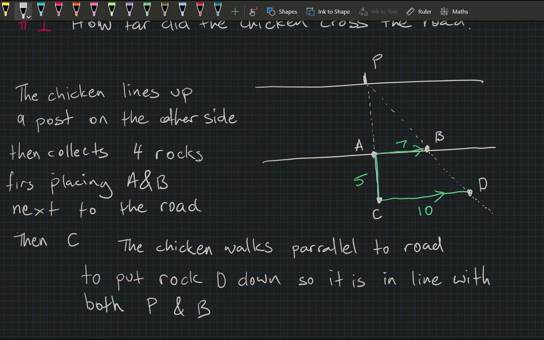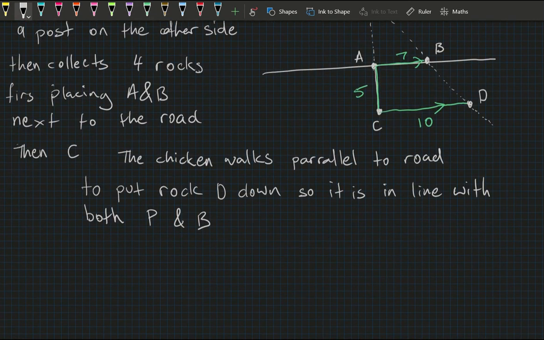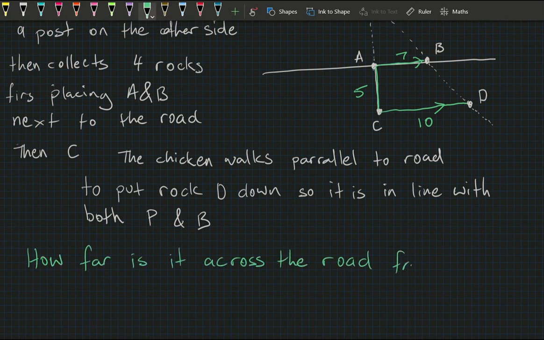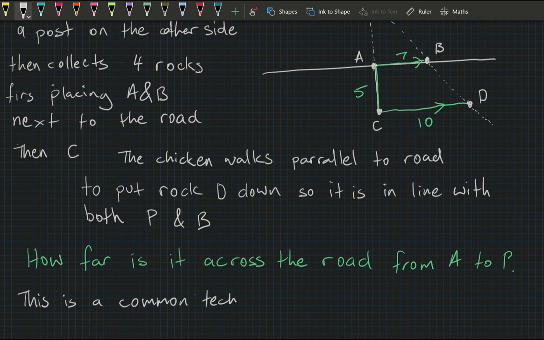So just using what we know about similar triangles, Mrs. Chicken should be able to know the distance across the road. So my question to you is, how far did the chicken cross the road, from A to P? This might seem like a funny little example, but this is actually how we can measure distances that are a long way away. So for example, how high is a mountain, and even how far away is the moon?